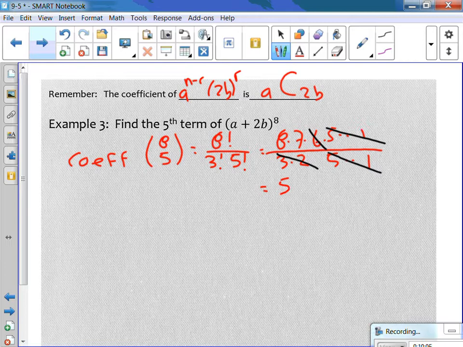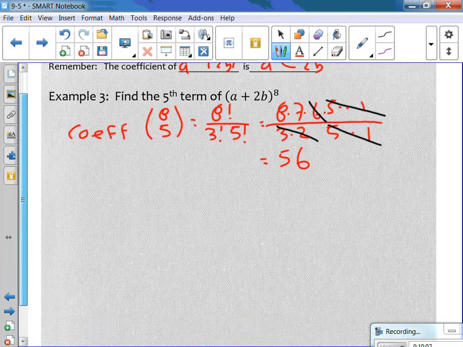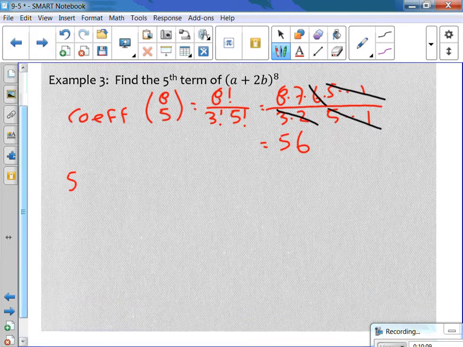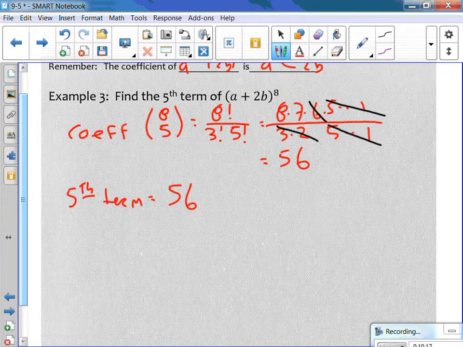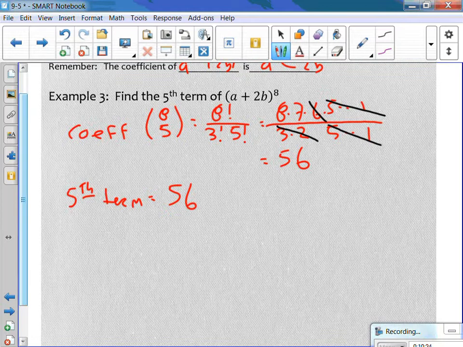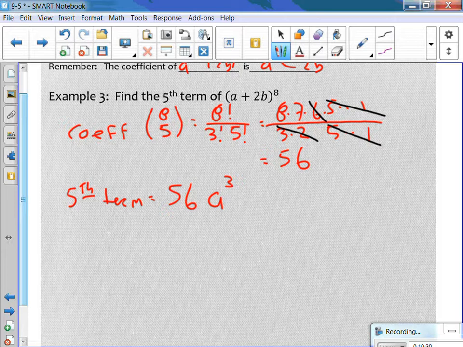So now for our fifth term, I know I have 56 as a coefficient. And the first term is my a. And we're looking at the fifth term. So again, it started off at the eighth, so now it's going to be down to the third, right? 8, 7, 6, 5, 4, 3. And then our other term, 2b, it is also to the fifth power.